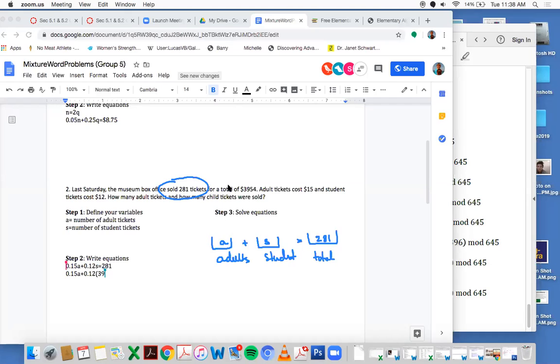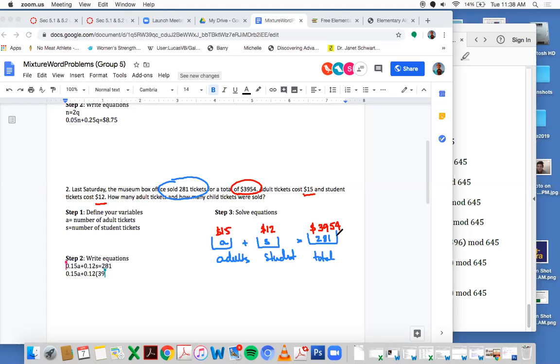All right, now let's look at the money. Okay, so it says the adult tickets cost $15 each. And the student tickets cost $12 each. And in total, after the tickets were bought, that's how much money was collected, $3,954. Okay, so this kind of gives you the equation.